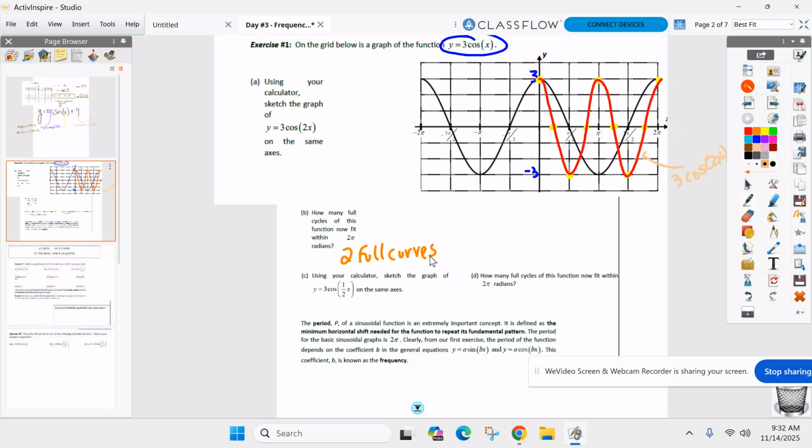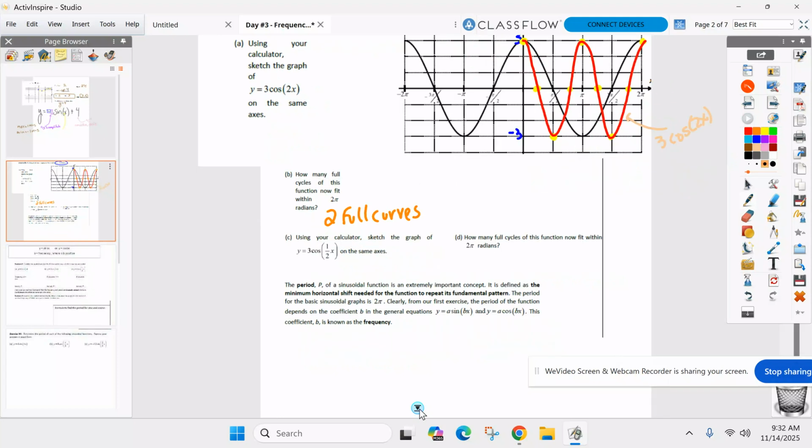That's interesting. What number did I put in front of x? I wonder if that's a coincidence or not. Because I put a 2 in front of x, I saw 2 of the curves. All right, next up. Now I'm going to do it with 1/2 in front.